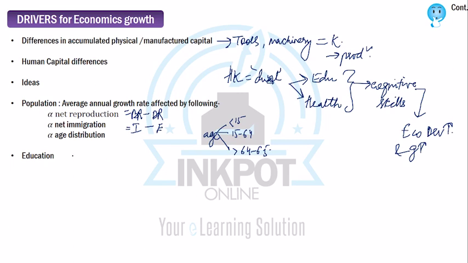Lastly, education. Again, education should not be seen just affecting income. It can also affect through lowering the fertility rate, lowering the infant mortality rate. How? By awareness, by literacy. So it has a very holistic effect, very holistic drive process for economic growth.